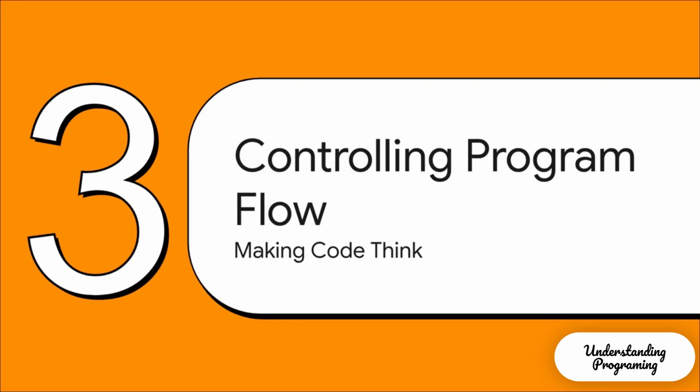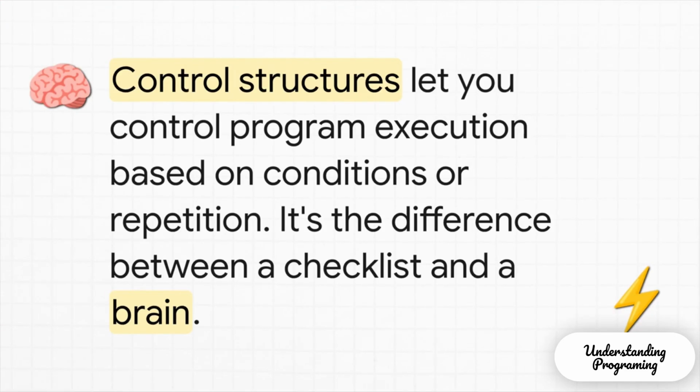Now it's time to actually make our code think. So let's dive into Section 3, Controlling Program Flow. This is absolutely crucial. Without control structures, a program would just be a dumb list of instructions. It would run from top to bottom, one line after another, and then just stop. Control structures are what give it life.